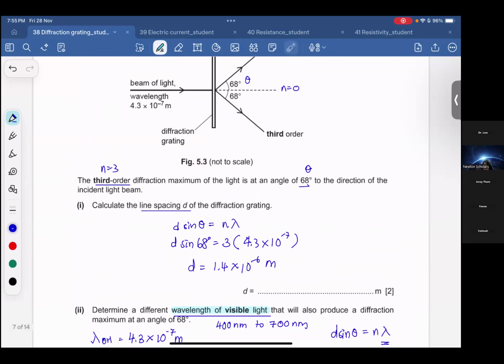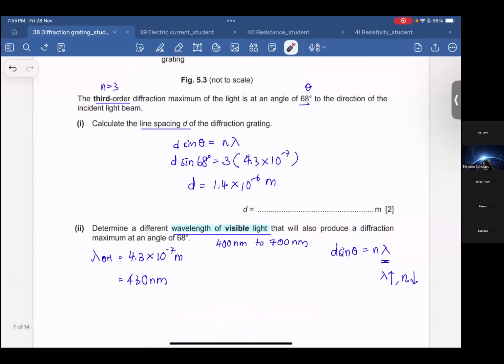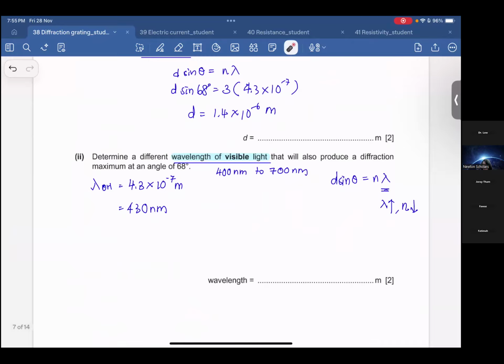So you look at this question, third order. Just now with the wavelength, they're using third order. So right now, if we want to find a longer wavelength, that means we need to use an n which is less than 3. So we can try with the number 2, okay? So d sine theta equals n wavelength.